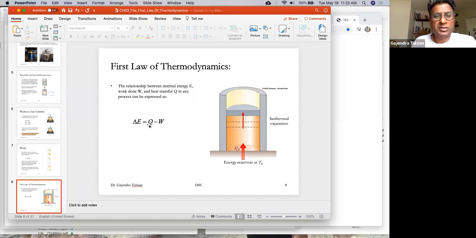So you have to be careful about that. Sometimes you might see this equation with a plus sign. They're just using a different convention. So the relationship between internal energy, work done, and heat transfer is expressed like that. Now, what kind of systems does this equation apply to? It applies to any thermodynamic system. Even though we do a lot of calculations using ideal gas systems, this equation applies to all thermodynamic systems.